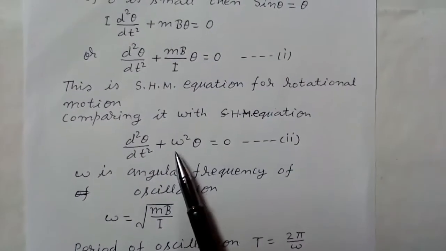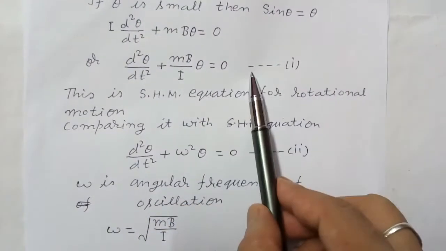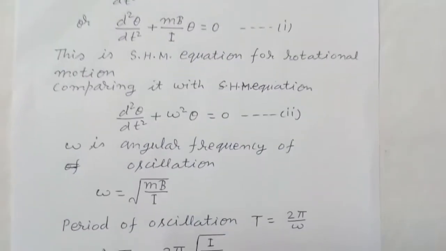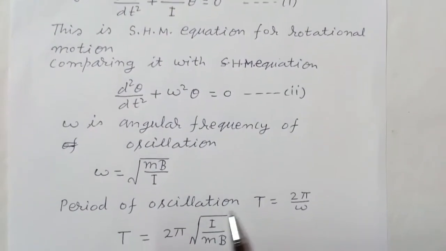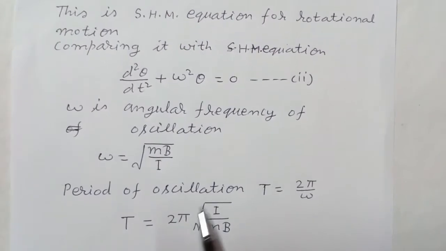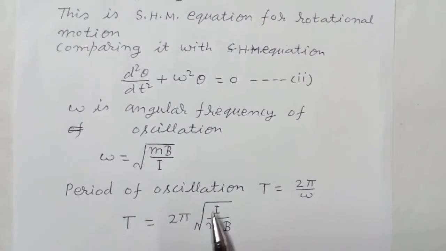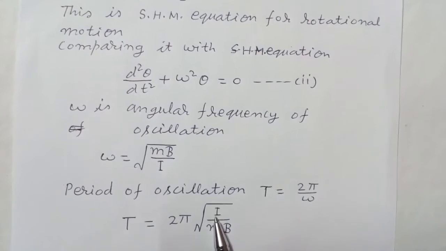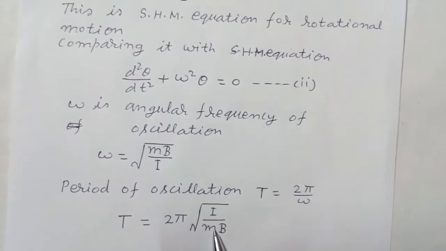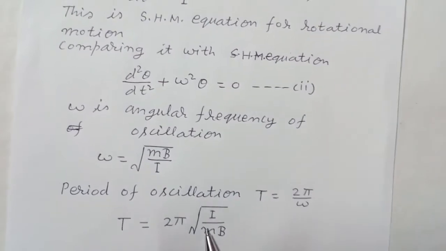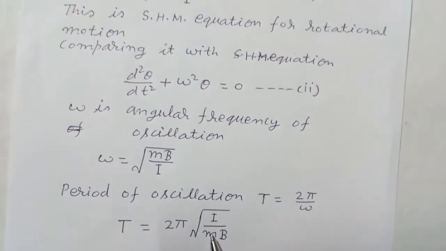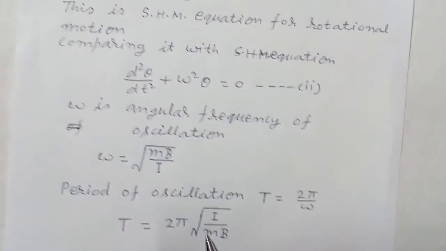Now compare it with this first equation. So omega square is equal to mB upon I. We know that time period T is equal to 2 pi upon omega. So the time period of oscillation T is equal to 2 pi under root I upon mB, where I is the moment of inertia of the magnet about its axis of rotation, and m is its magnetic moment. Now I am again clearing this thing, that this m is for magnetic moment.